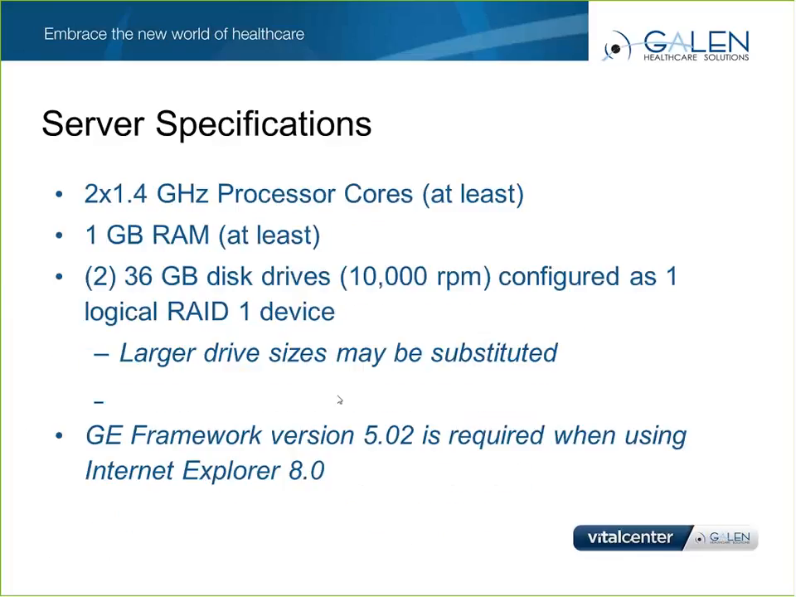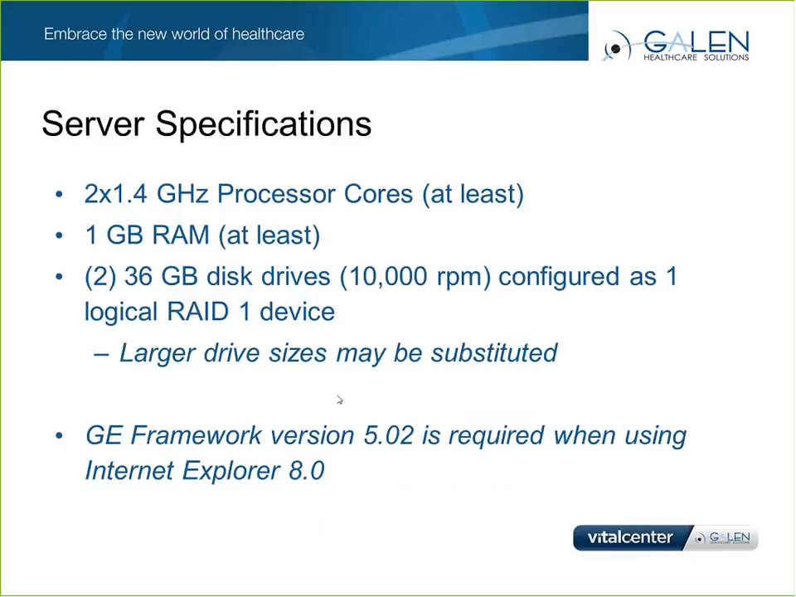Server specifications on the hardware side, we're looking for a minimum of 2 times 1.4 gigahertz processor cores, 1 gig of RAM at least, and then the 2 36 gig disk drives. Those are 10,000 RPM or higher, configured as one logical RAID 1 device. Larger drive sizes may be substituted here. The requirement has more to do with the speed and configuration of the drives than the size.